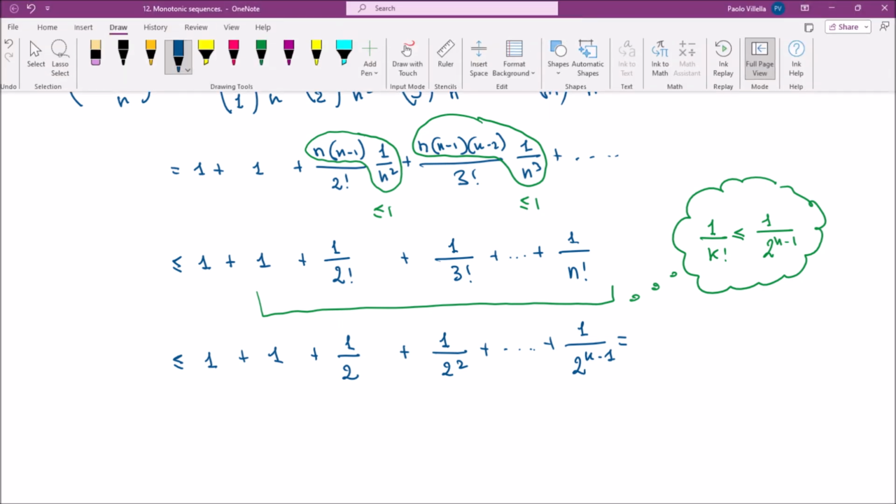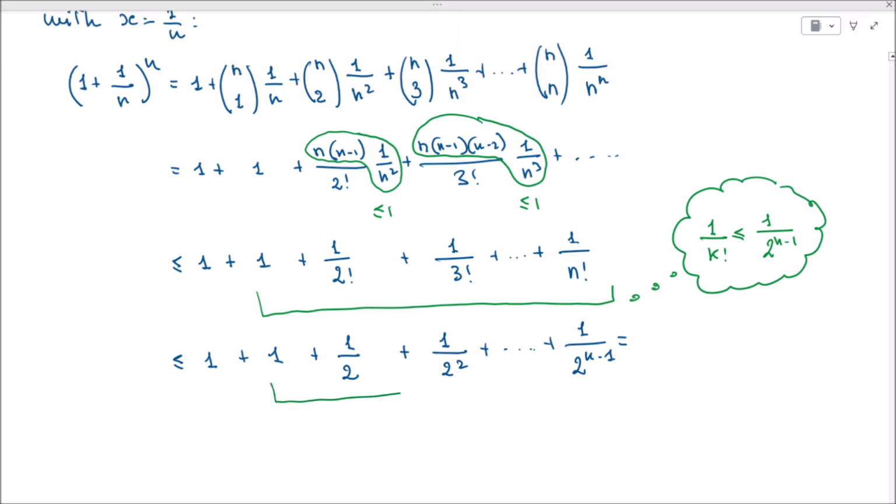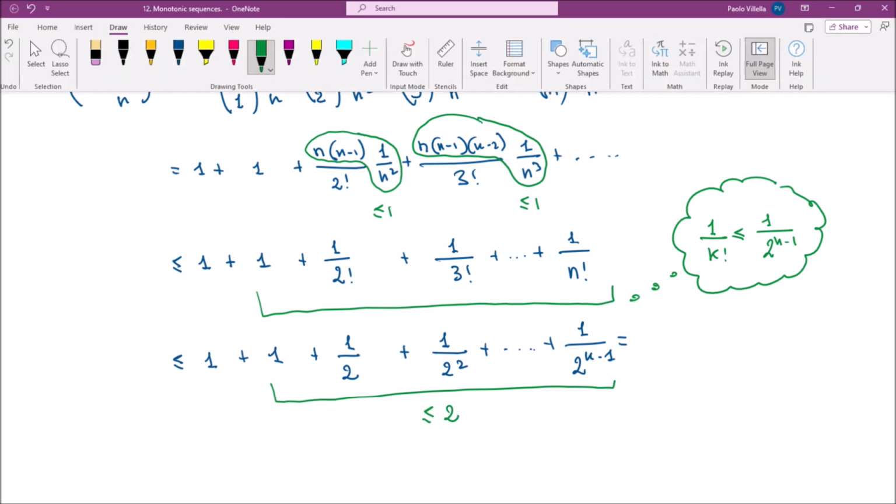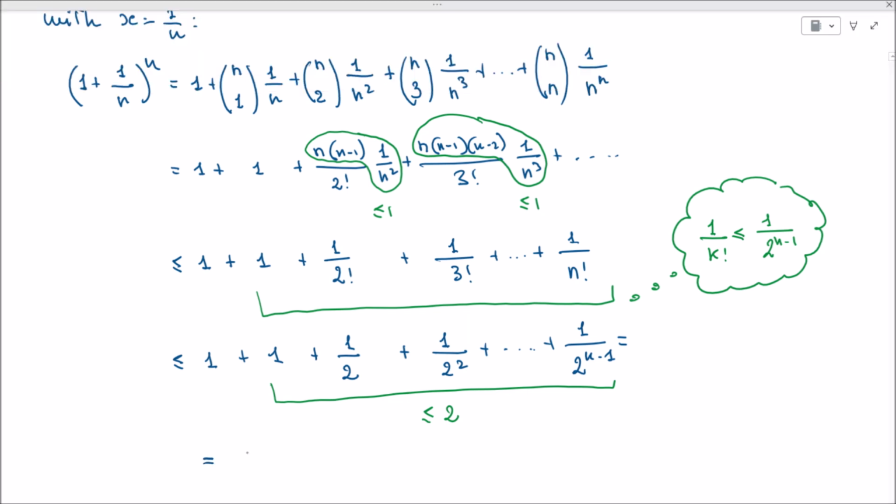If we focus on this, we realize that this is just a geometric series. We have a sum of numbers obtained by multiplying by 1 over 2. So we can easily prove that this is less than or equal to 2. So finally we can conclude that this is just equal to 1 plus 2, equal to 3, which finally proves what we were looking for, namely the fact that En is less than or equal to 3.